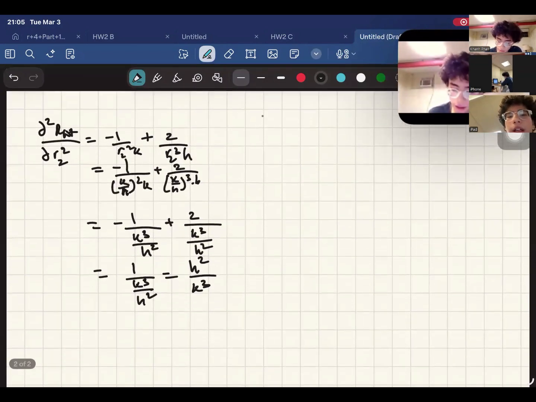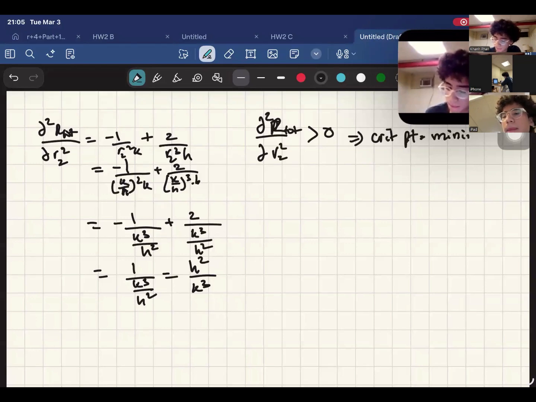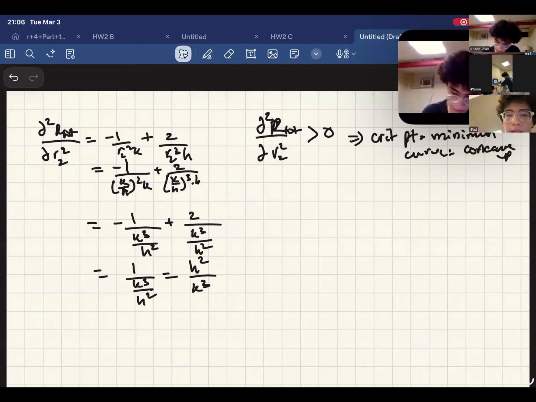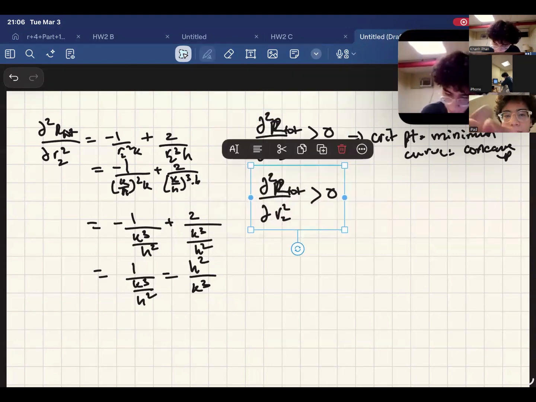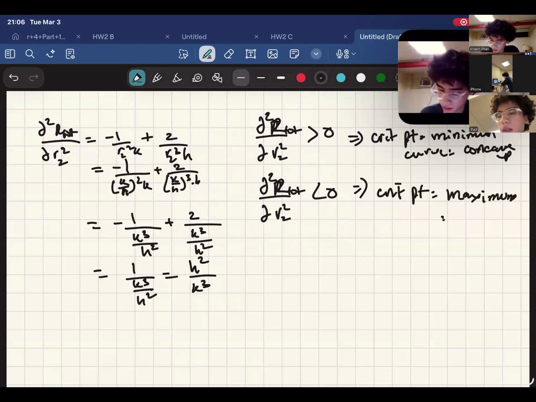And so if the second derivative is larger than 0, then the critical point is the minimum, and the curve's gonna be concave up. And then if it's less than 0, the critical point is the maximum, concave down.